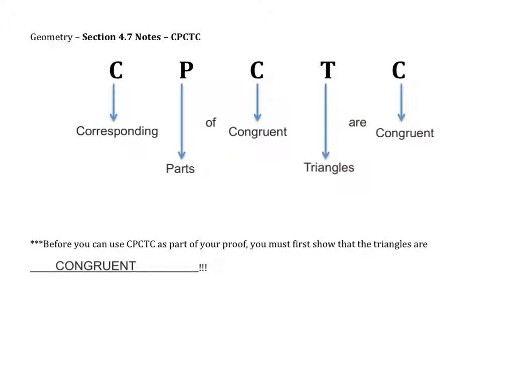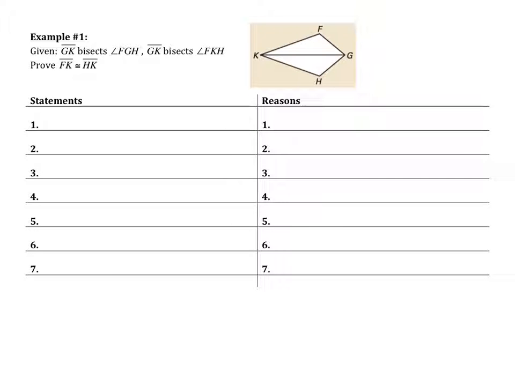So one more time, before you can use CPCTC as part of your proof, you first must show that the triangles are congruent. We're going to see two proofs where we're going to use CPCTC in order to prove that corresponding parts are congruent. So here's example 1.